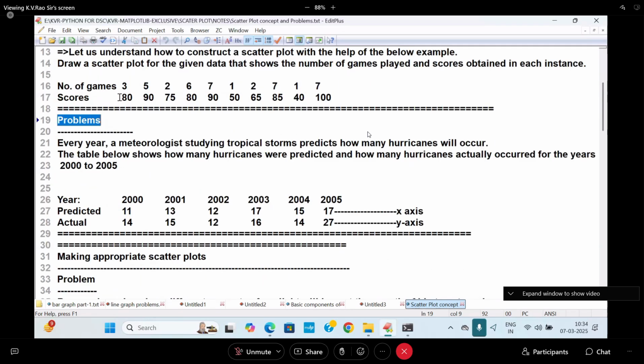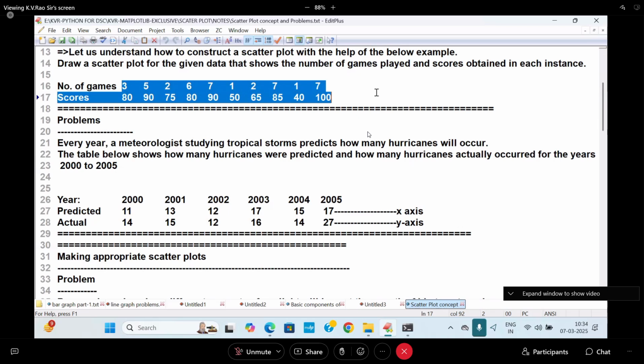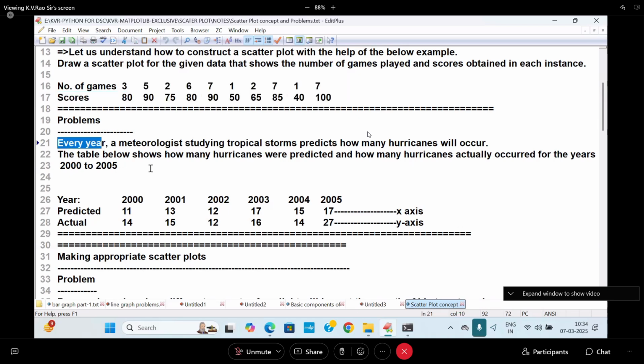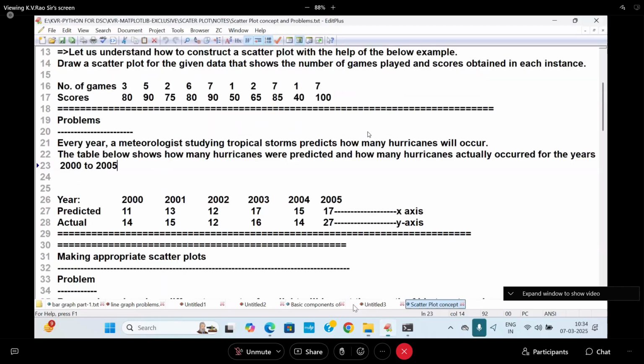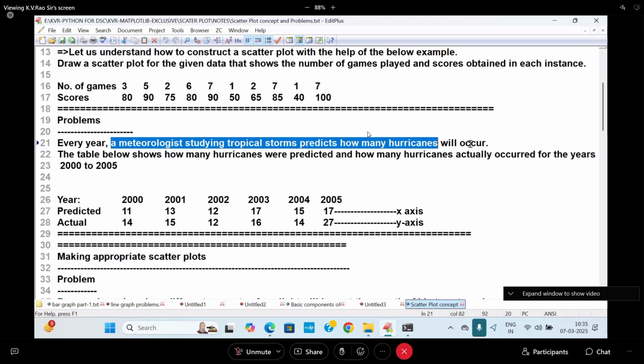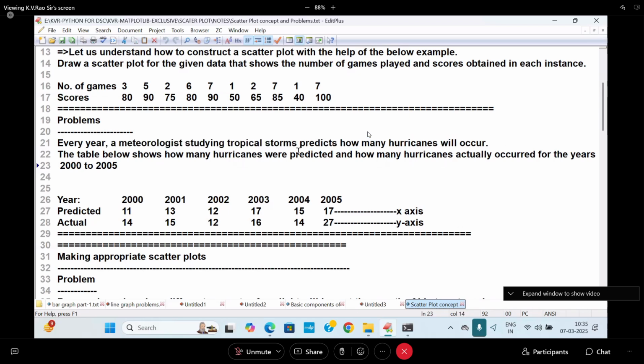One more problem, let me mention it. First try to understand the nature of this problem. Later I will write it. Every year, and this questioning is important to understand. Why did I tell you these correlations first? Because you have to first understand the nature of the diagram. Next is called what? Every year, a meteorologist studying tropical storms predicts how many hurricanes will occur. I think you know hurricanes and tropical storms and all those things.